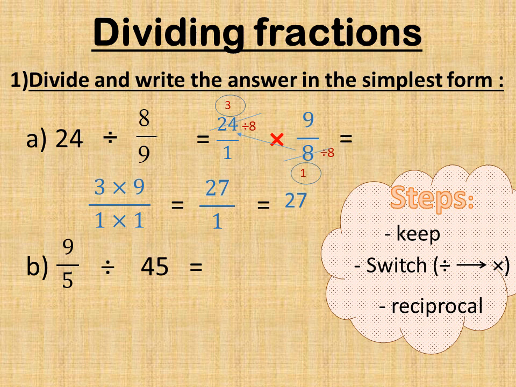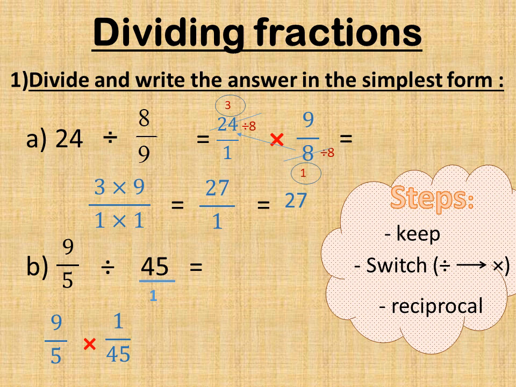Letter B, 9 over 5 divided by 45. Our steps: keep, switch, reciprocal. The first fraction is 9 over 5, so we keep it, 9 over 5. Instead of divided, we will write multiply. 45 here is a whole number, which means 45 over 1 as a fraction. So its reciprocal is 1 over 45. Now we have multiply: 9 over 5 times 1 over 45.